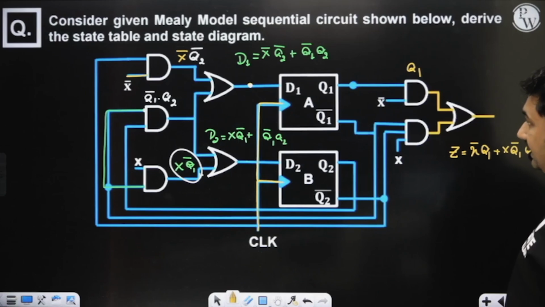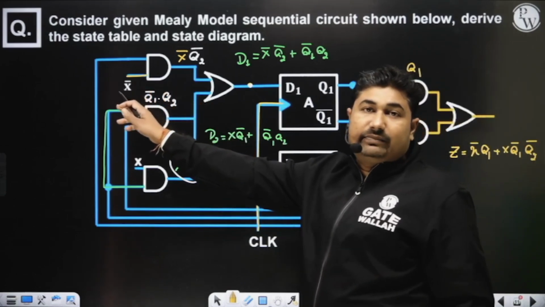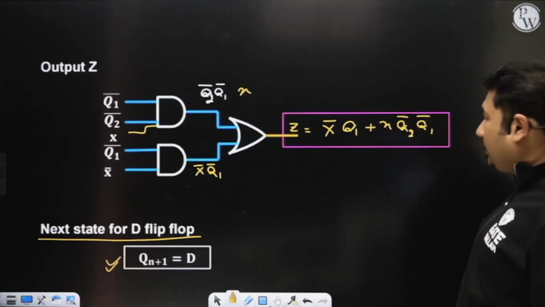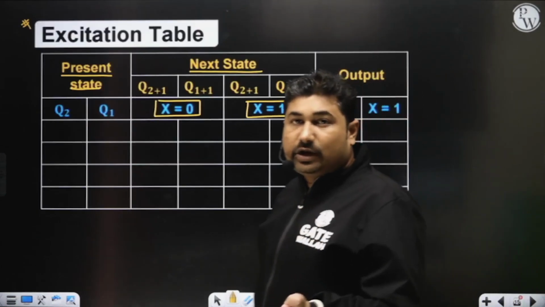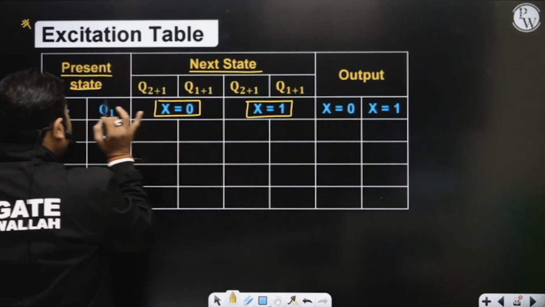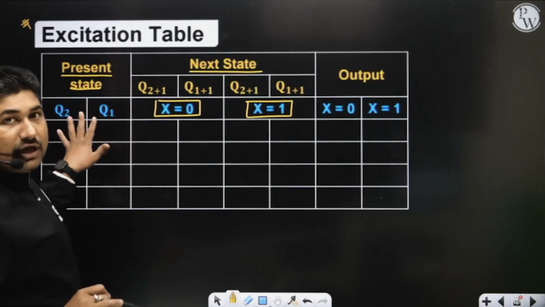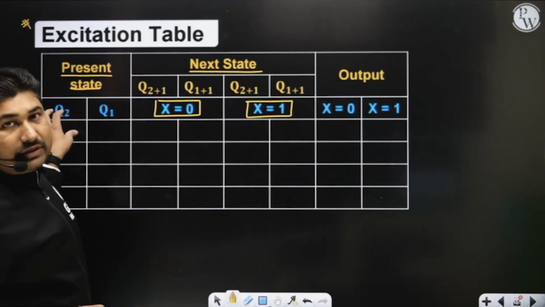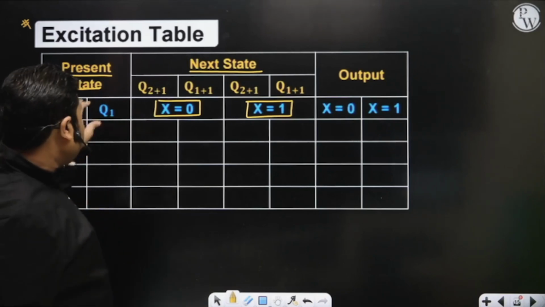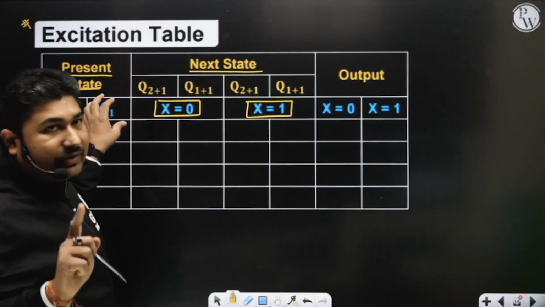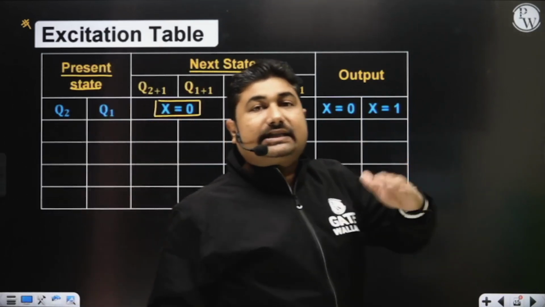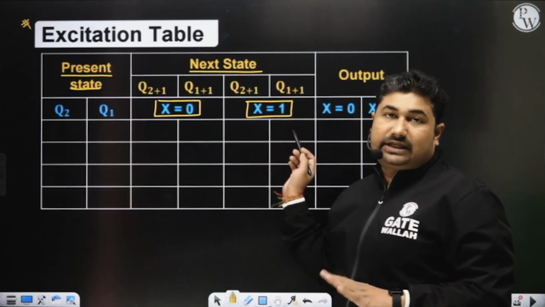In the circuit we have identified only one input, that is x. Is it okay? So with one input, how many possibilities? Two possibilities, sir. So I am interested to know about the next state with all of the possibilities. We have a present state in terms of Q2, Q1. Q2 is the output of flip-flop B and Q1 is the output of flip-flop A. Its next state, I am writing Q2 plus 1, Q1 plus 1 with x equals 0 or with x equals 1.